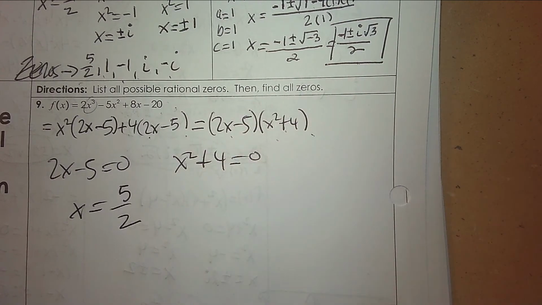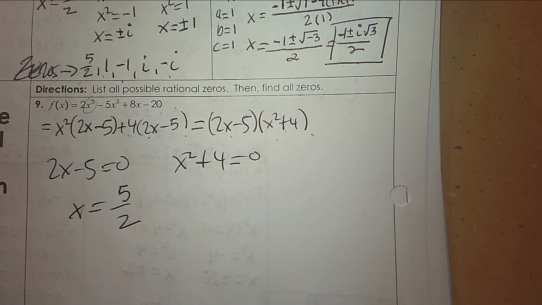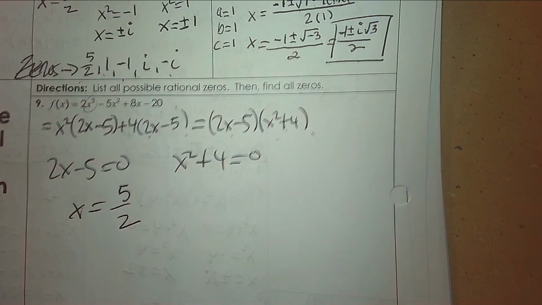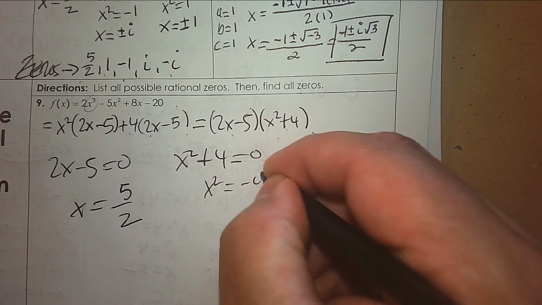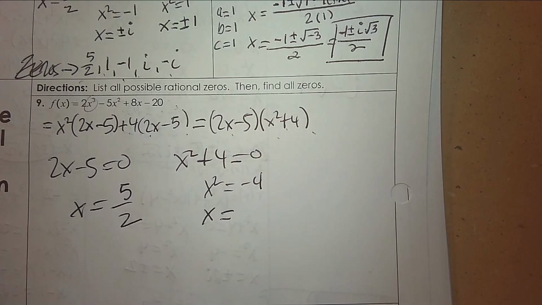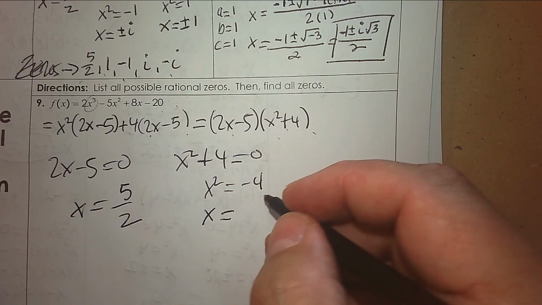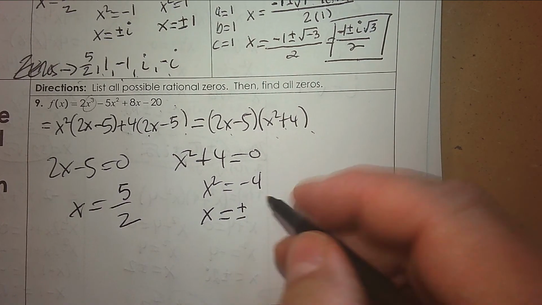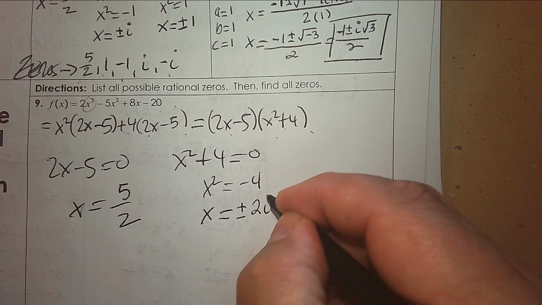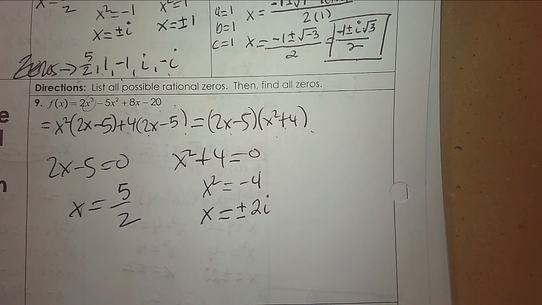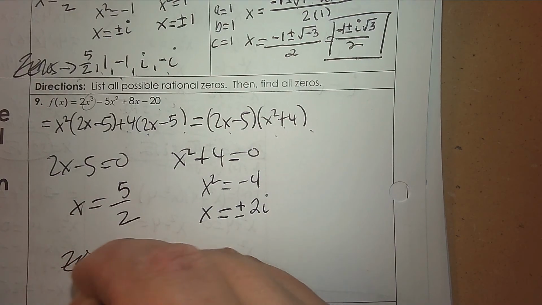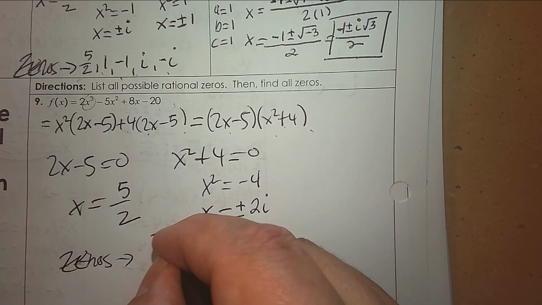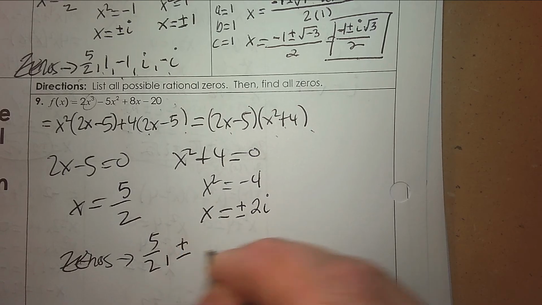The next one, x squared plus 4. Do you already have a sense what type of solution it's going to be? Because it's x squared plus 4, they're going to be complex, right? So to find the complex, we're going to subtract 4. And then what? Now when you take the square root of a negative number, it's positive and negative, and what needs to be a part of it? And the square root of 4 is 2. So instead of 2, it's 2i. So what are all the zeros? 5 over 2, positive and negative 2i.